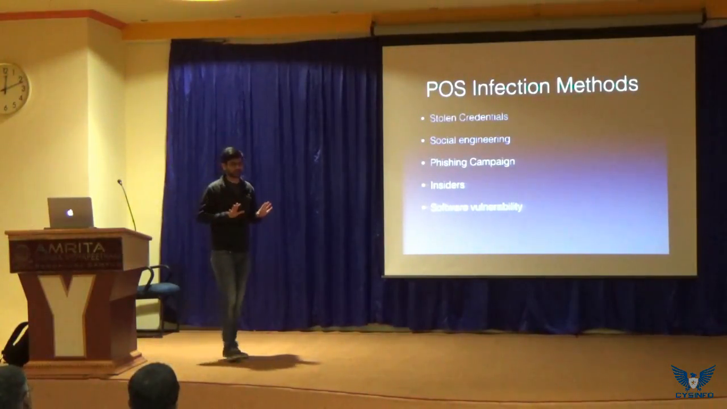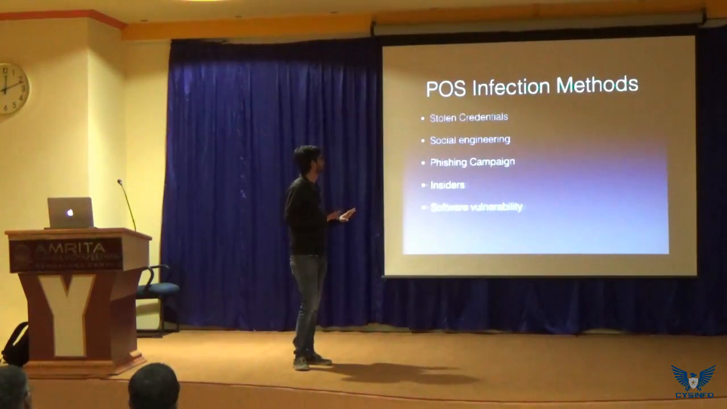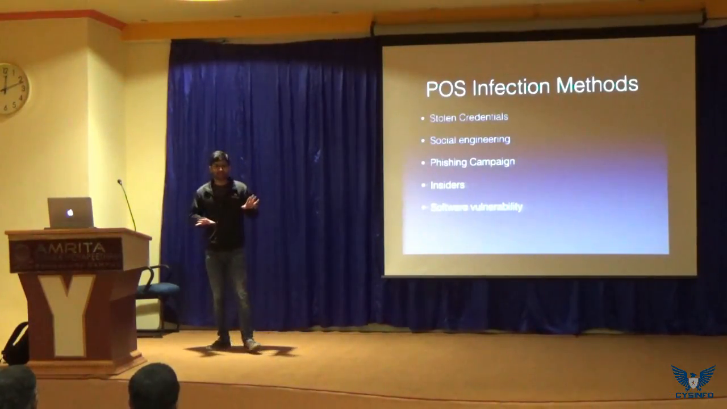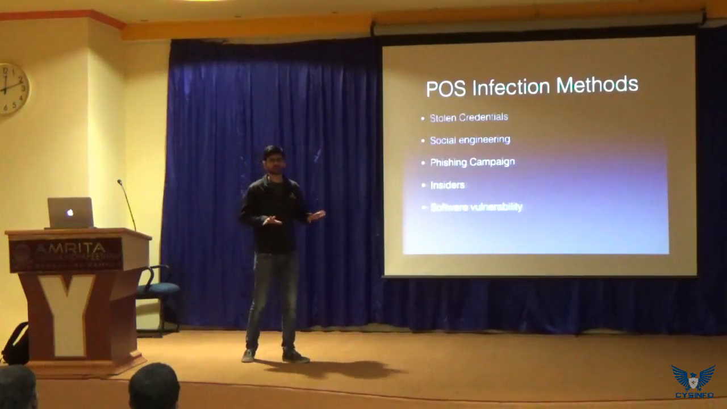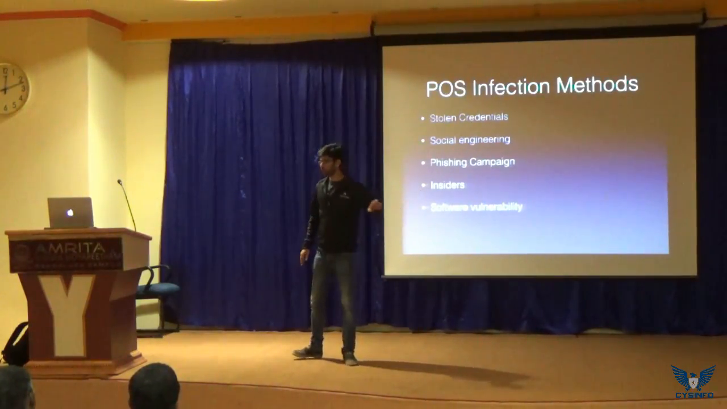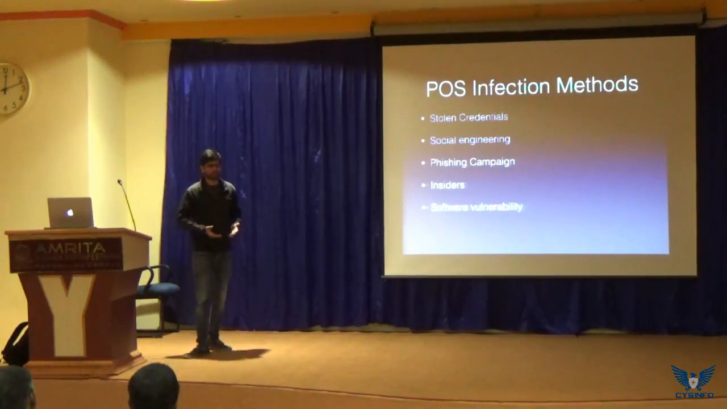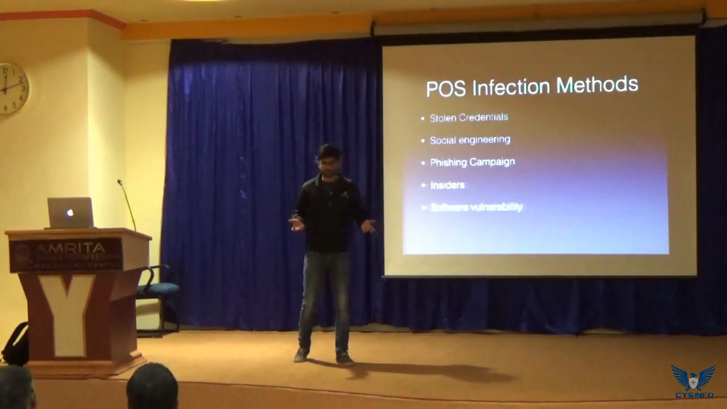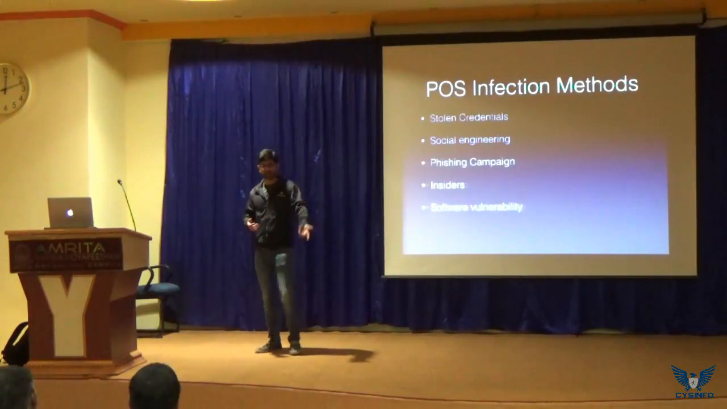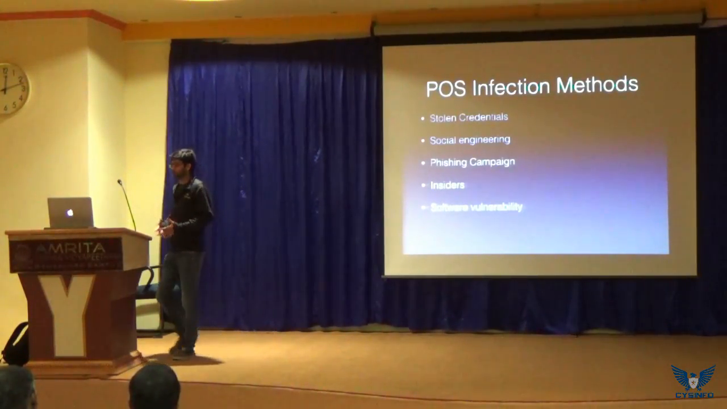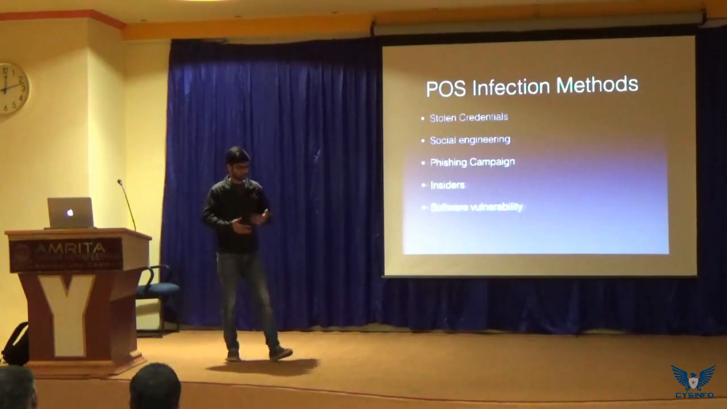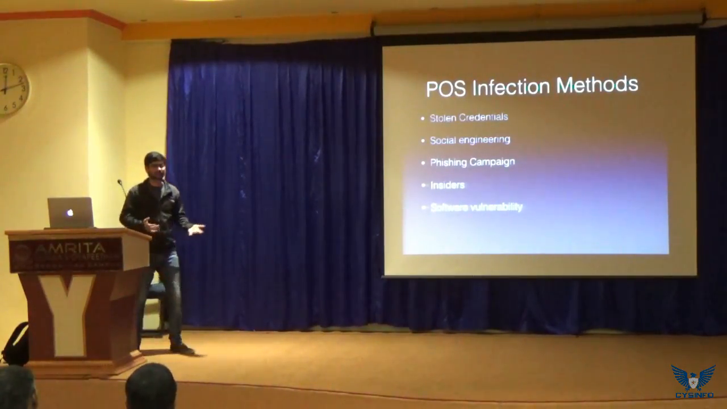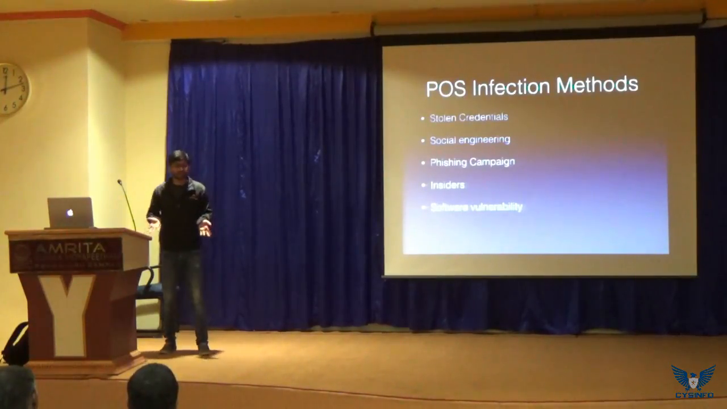But one of the highest infection methods for these POS devices was stolen credentials. As per the Verizon report, in 2015, approximately 92% of the POS terminals were compromised by stolen credentials. So what exactly is going on? Stolen credentials can come from a keylogger installed onto the device, or from the default configuration of the POS terminal, where attackers just brute force and enter the device. So there are multiple dimensions through which attackers can compromise the credentials. Social engineering and phishing campaigns are again the email stuff, and there can be insiders as well.